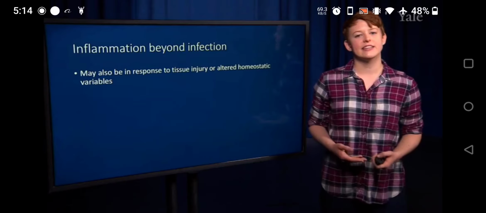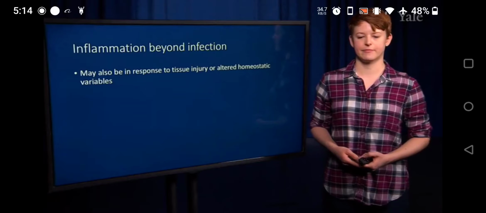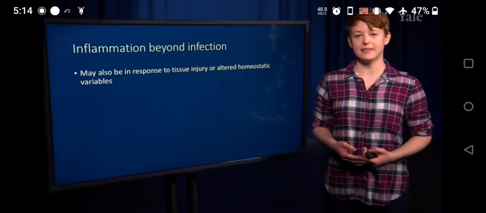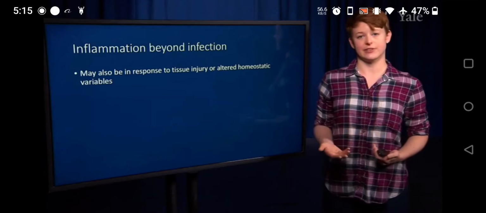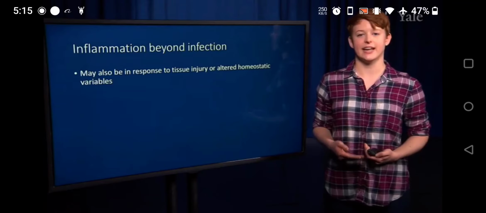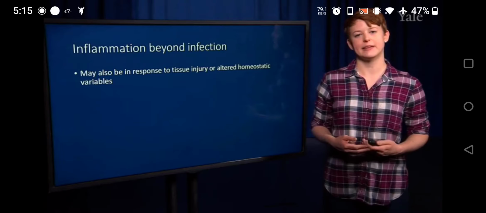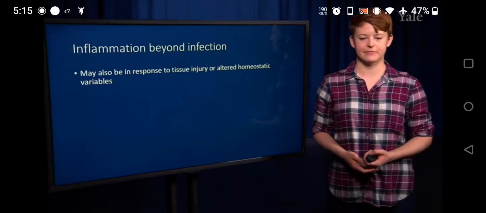And so the inflammatory response can also be a response to sterile tissue injury or to an altered homeostatic state variable. So what does this mean? So a variable is something that is sensed by the body, and it's usually a molecule such as glucose levels that needs to be kept in a very narrow range. So inflammation can help keep that variable within the healthy range, and we'll talk about that a bit more.